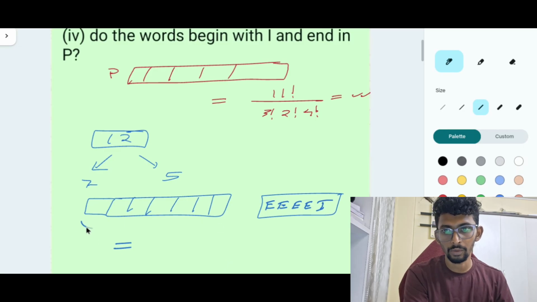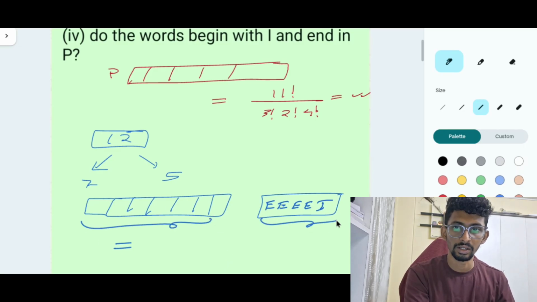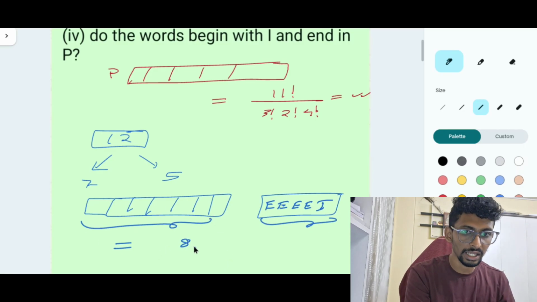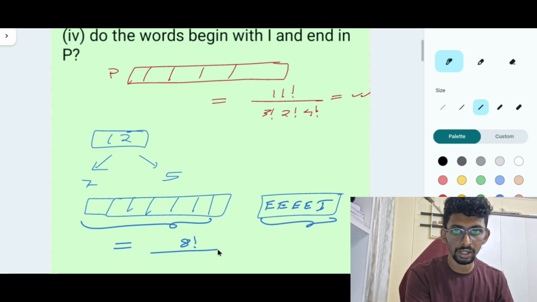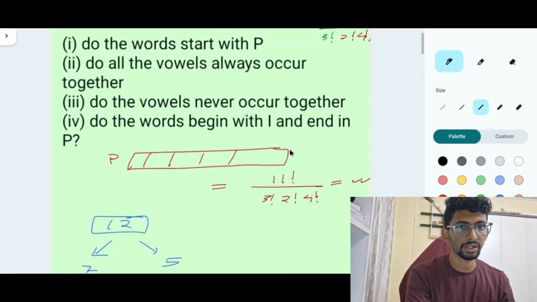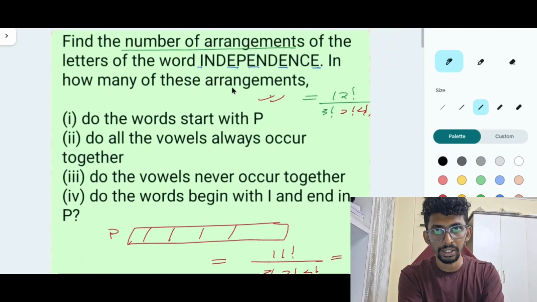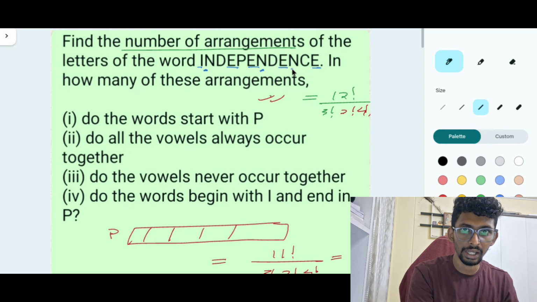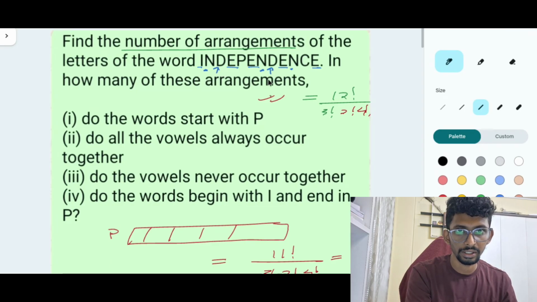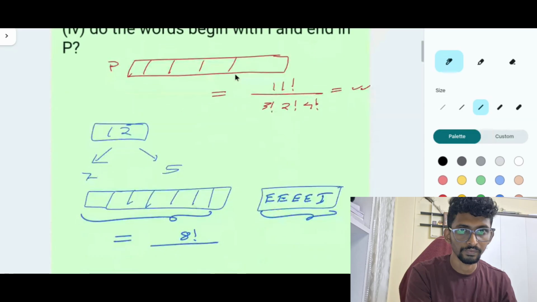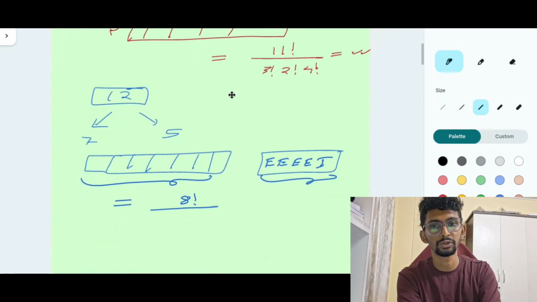Now, the number of words possible equals 7 letters and this as 1 unit. So 8 factorial, divided by, in these 7 consonants, are any letters repeating? Yes, N is repeating 3 times, and D is also repeating 2 times. So 3 factorial by 2 factorial.